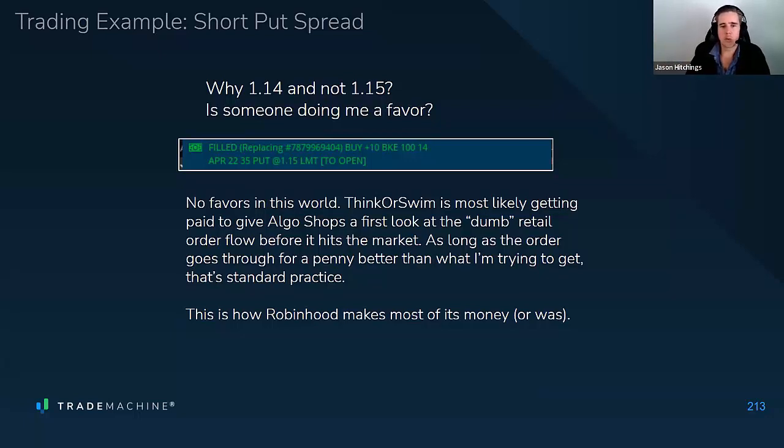So we can call these dark pools or whatever you want, but this is the way a lot of places make money off of retail investors, because the big shops like this order flow. They feel like I'm giving up edge when I took this trade, and they want that edge.